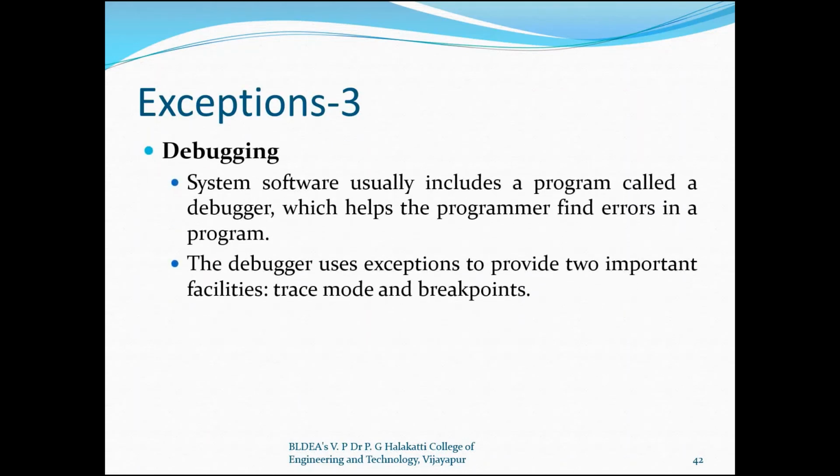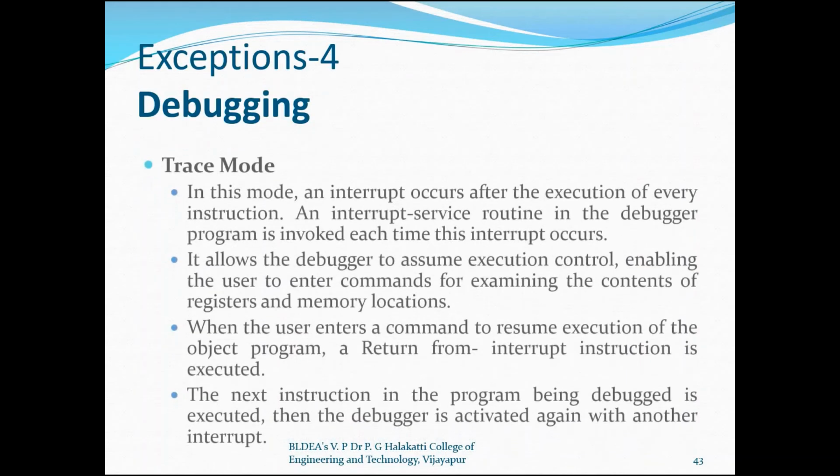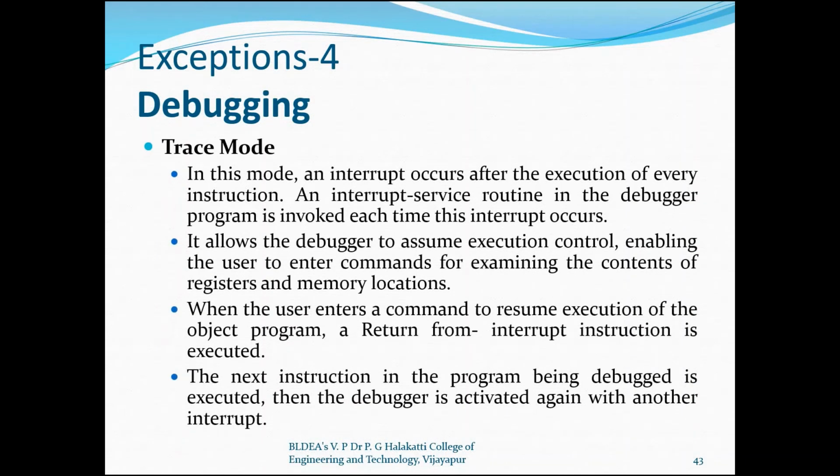The other type of exception is debugging. The system software usually includes a program called debugger, which helps the programmer to find errors in the program. The debugger uses exceptions to provide two important facilities, that is trace and breakpoint. When a processor is operating in trace mode, an exception occurs.